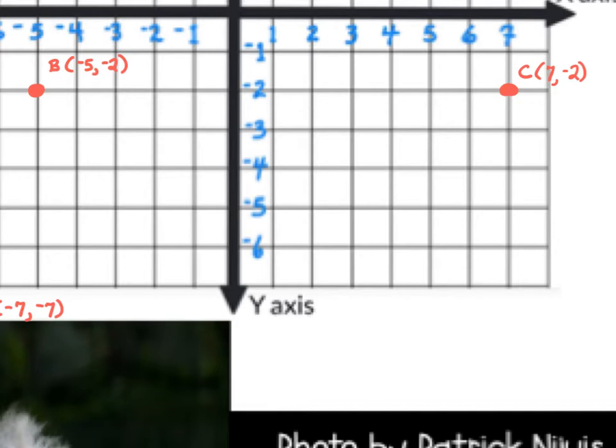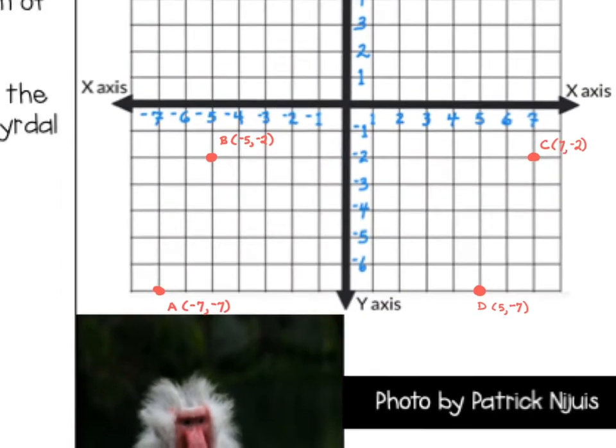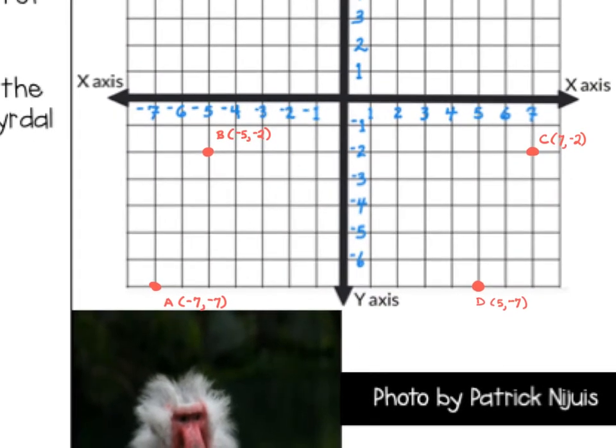And I'm going to make that right, bam, right there. And that is D. Let's enlarge this so I have a little more room. And it is D. And the coordinates are +5, -7. And that all goes in parentheses. And bam, that is what your graphing should look like. A, B, C, and D right there.